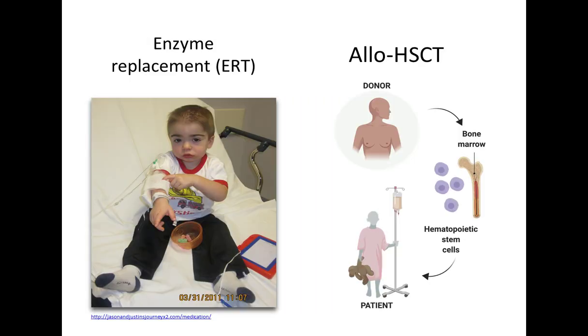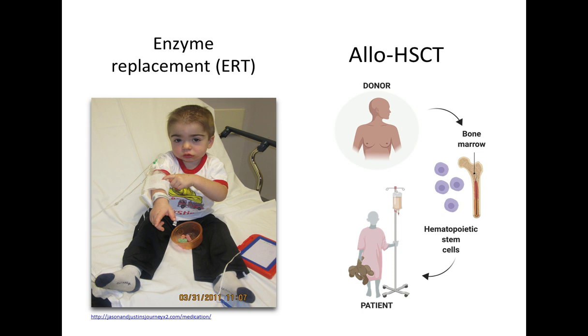Patients with this disease currently have 2 treatment options. Enzyme replacement therapy, or ERT, is the intravenous delivery of a recombinant enzyme. It's expensive, requires chronic administration, doesn't treat the brain because it doesn't really cross the blood-brain barrier, and it is also not very good at treating bone.